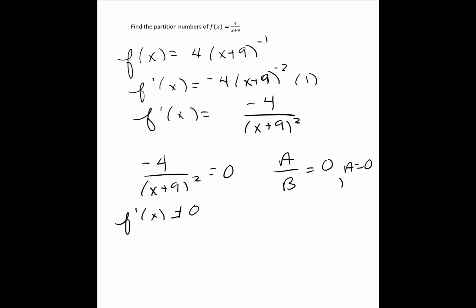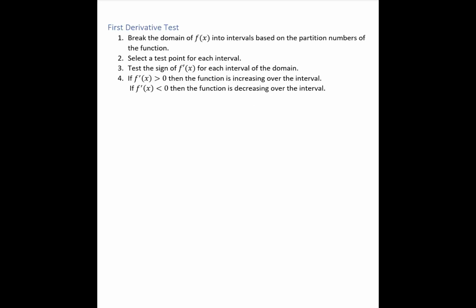For partition numbers, we said two things happen. We need to look at where is the derivative equal to 0 and where is the derivative undefined. So undefined would be when is x plus 9 squared equal to 0, which is x plus 9 equals 0. So we have x equals negative 9. So I do have a partition number at the negative 9 because something's going to happen. That's a place of discontinuity. Once we have the partition numbers, we're ready to talk about the first derivative test.